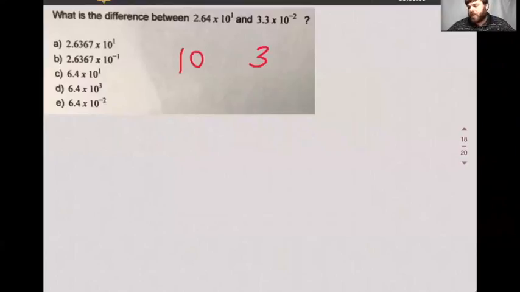7. How'd you get there? Subtract. So difference means subtract. So basically what we're doing is we're going to subtract this number from this number, okay?